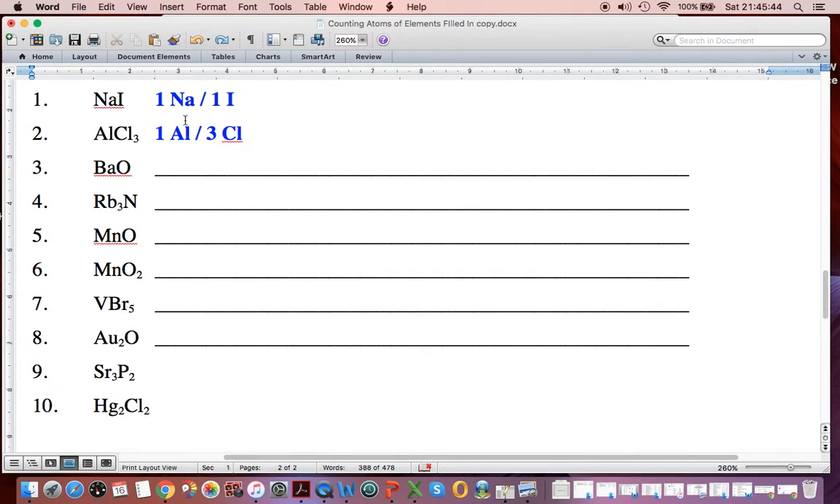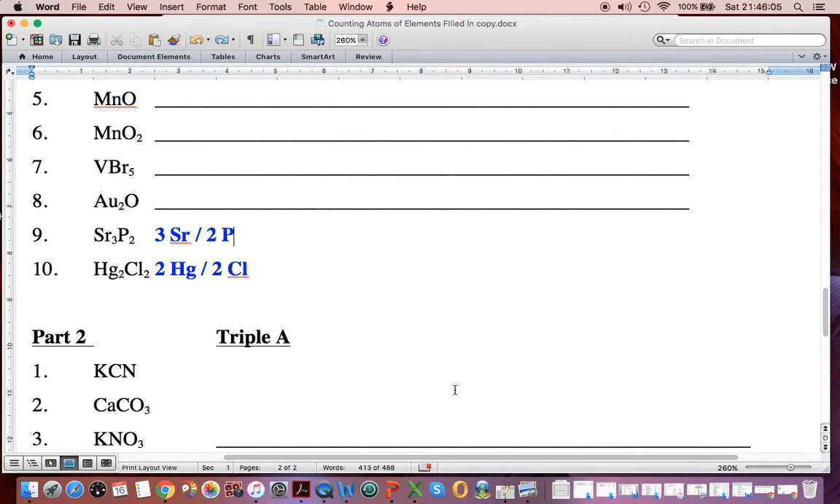We'll do 2 more examples from the first round. And no surprise, 3 strontiums, 2 phosphorus. Mercury is a really weird beast. Mercury 1 doesn't exist by itself, so this actually is the right formula for that ionic compound. And you can see it's going to be a 2 and 2. So there we are, 2 mercuries, 2 chlorines.